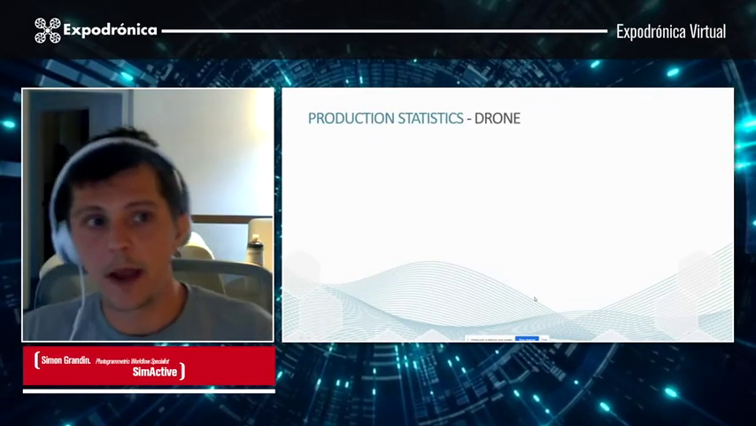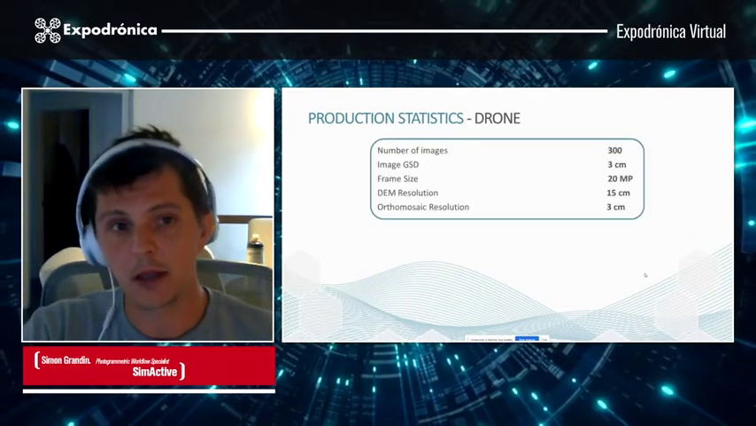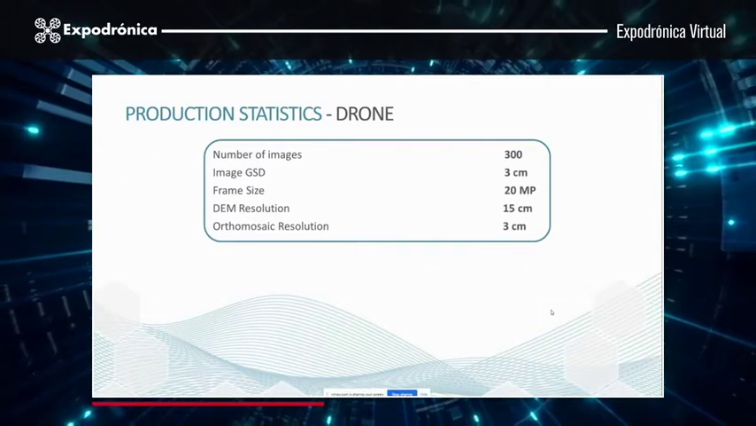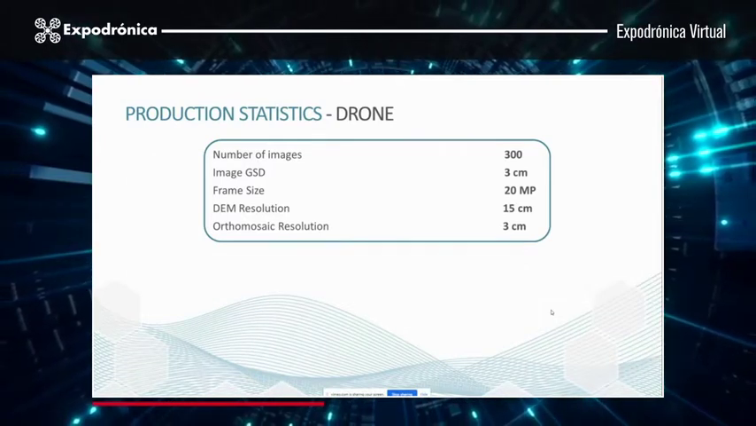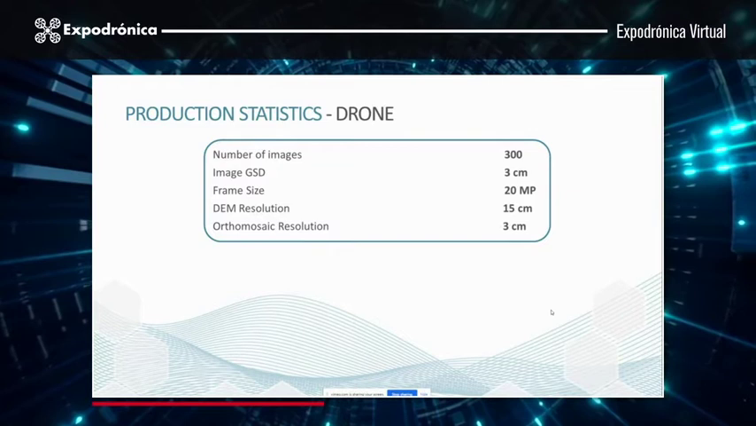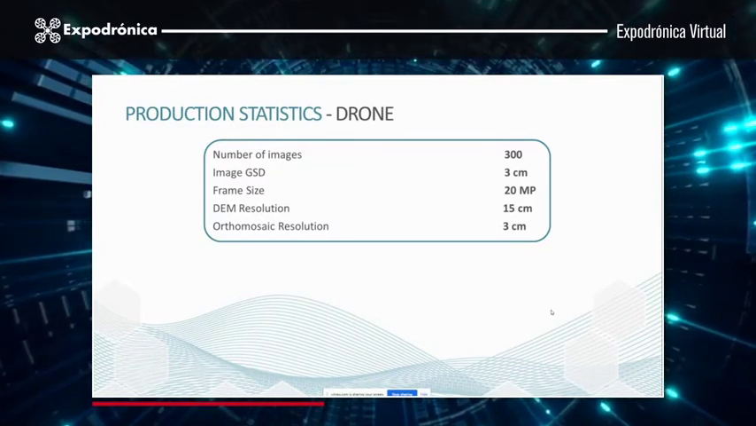So just a little bit of background about production statistics that we can have for a drone project. Here's an example of a project where we have around 300 images with a GSD of 3 centimeters and a 20 megapixel camera. We had a DEM resolution of 15 centimeters and orthorectification at one times the ground sample distance, which is 3 centimeters.